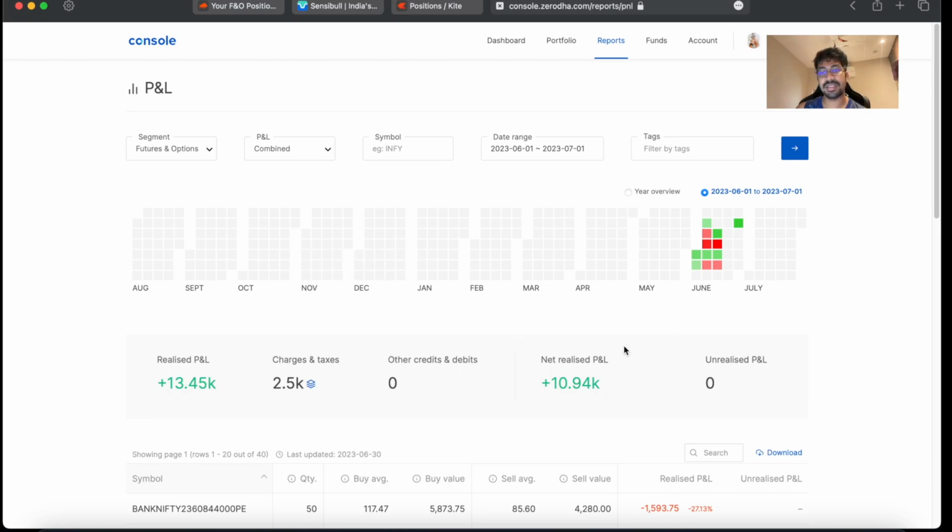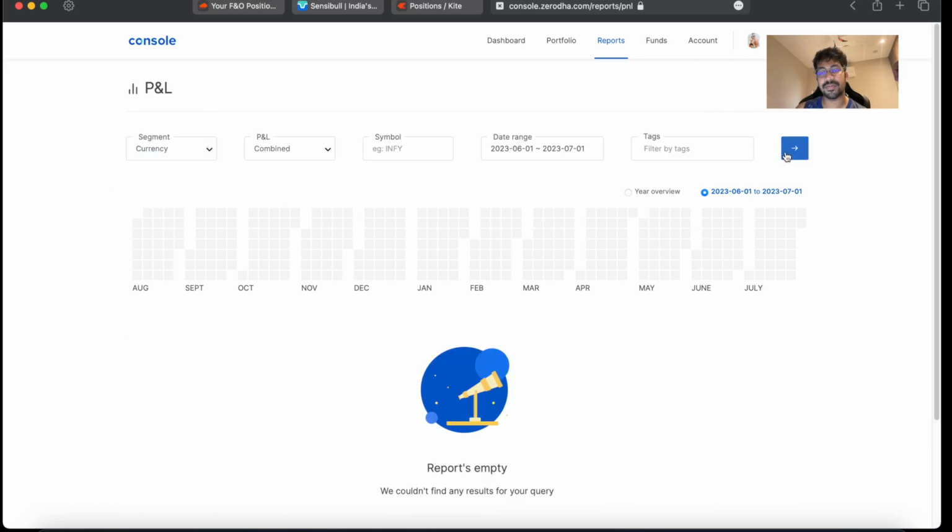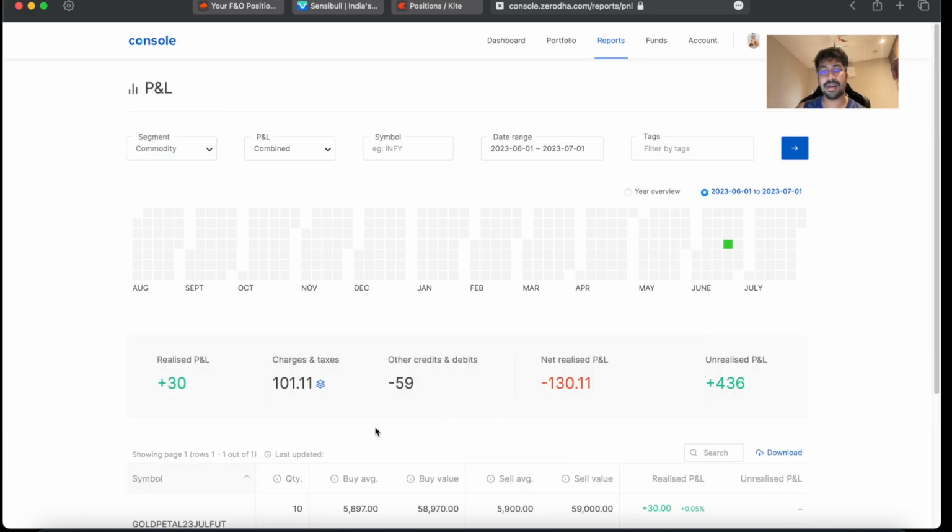So yep, this is the entire update. 3% ROI given futures and options and equity. Currency I really don't trade as of now, but let's see. But commodities, yeah, I've started again. This is just an error trade, so yeah, these brokerages pretty much ate it up, nothing much.